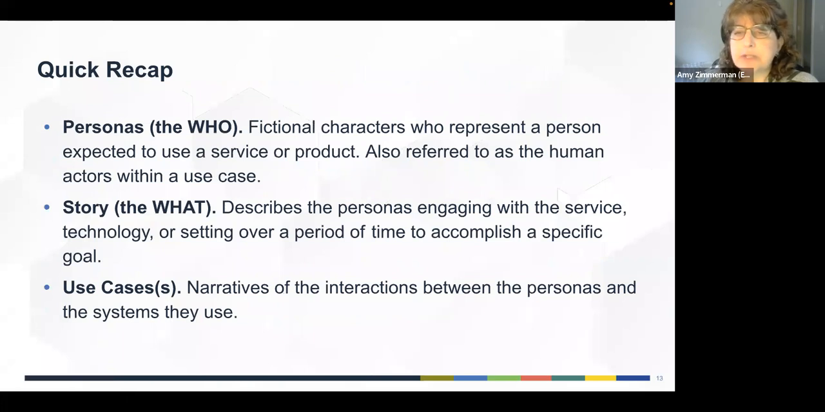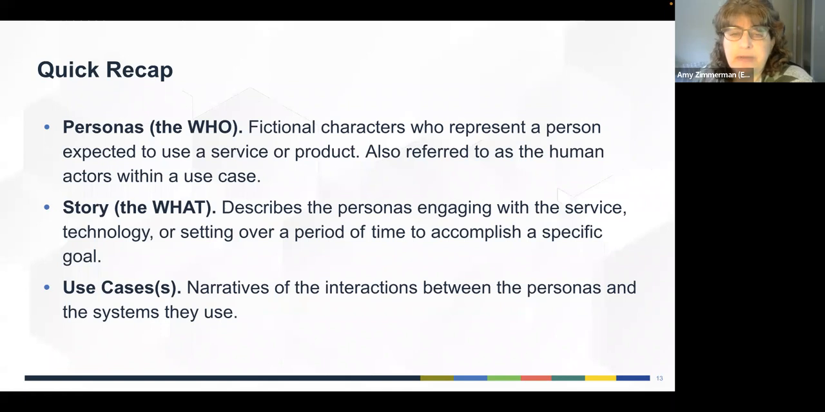So I just wanted to recap the different components in case anyone is new on the call today. Remember, personas are really these fictional characters. They represent a person who's going to be using the service or the product, and it's really to give us all a feel and make the story relatable to different individuals in their particular roles. And these personas are also known as human actors in the use case, and we're going to get to that.